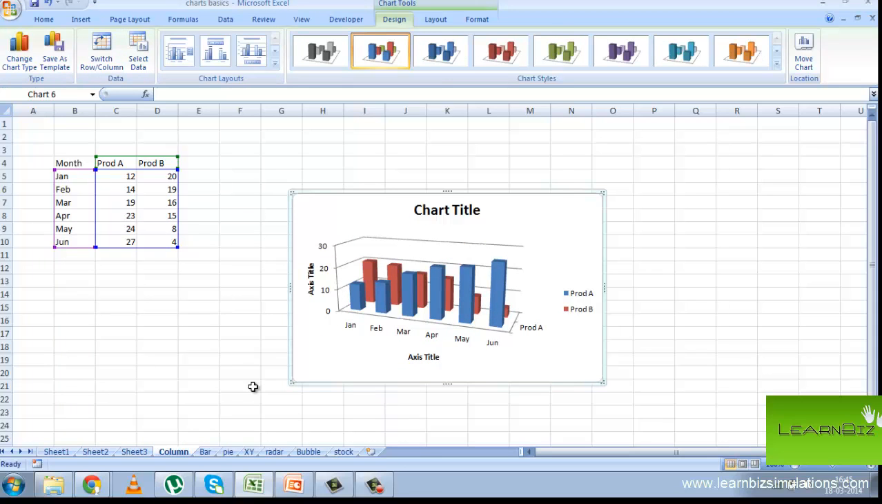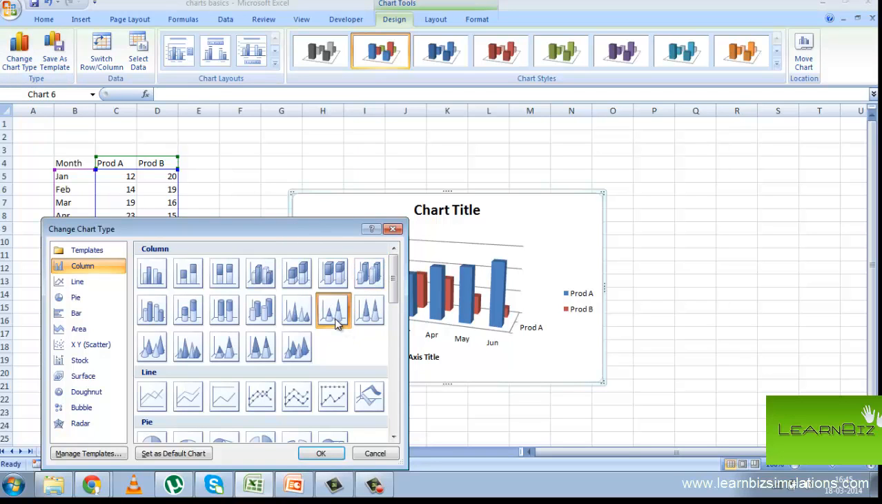You can also choose from column variations such as cylinder, cone and pyramid charts. The only difference among these chart types and a standard column chart is the shape of the columns.